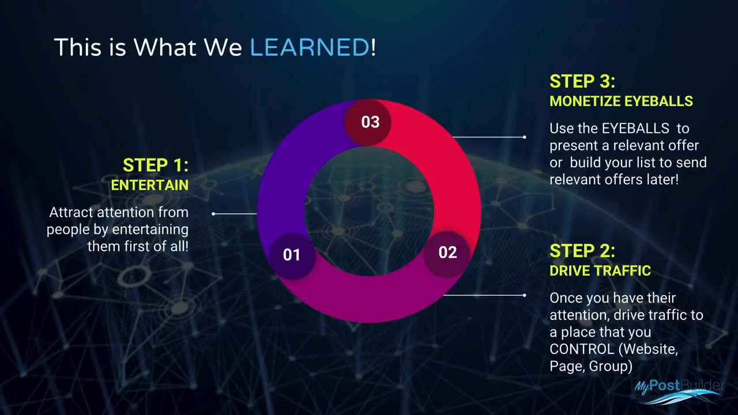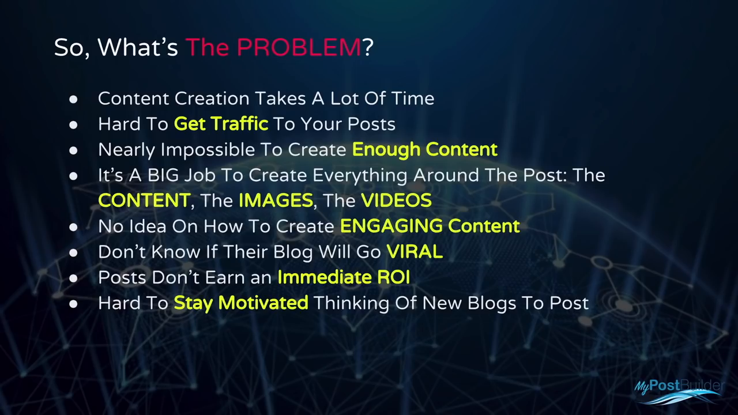Now here's what we've learned through this. Step number one, you've got to entertain. You attract attention from people by entertaining them first and foremost. Step number two, driving traffic. Once you have their attention, you need to drive traffic to a place that you control, whether that be a website, a page, or a group. And step number three is to monetize eyeballs. So you use the eyeballs that are coming to present a relevant offer to them or to build your list to send relevant offers later. That's what we've learned through all of this.